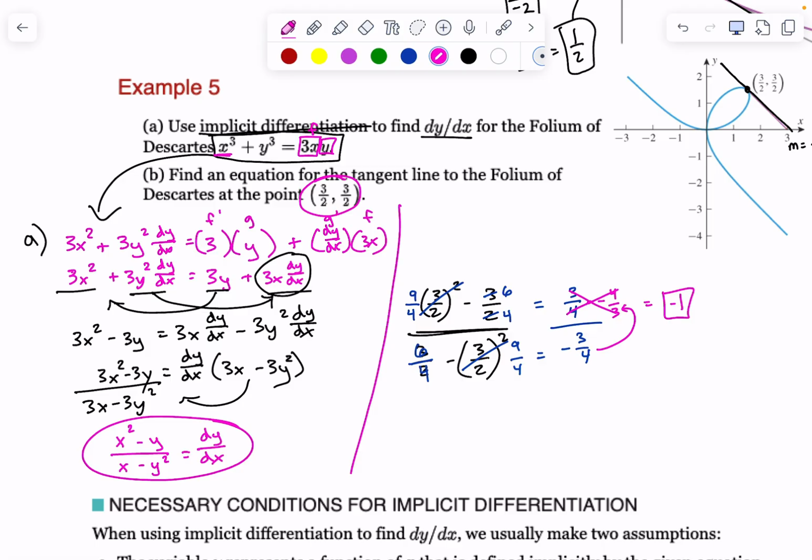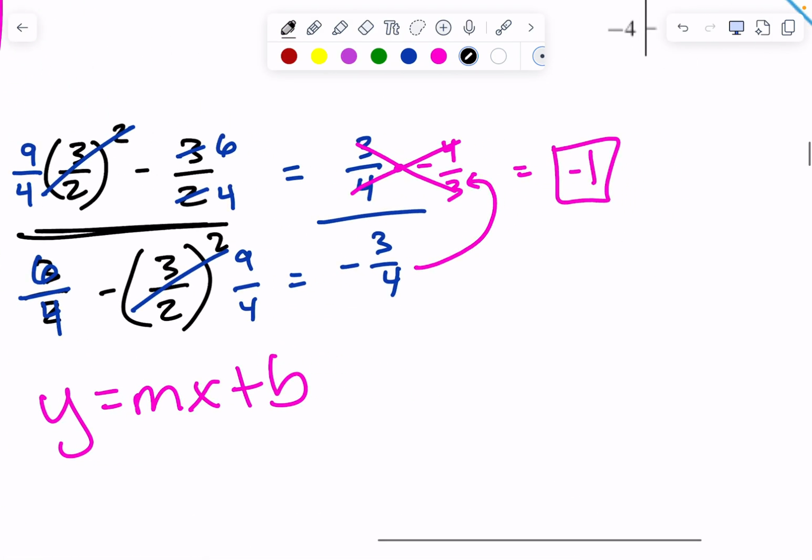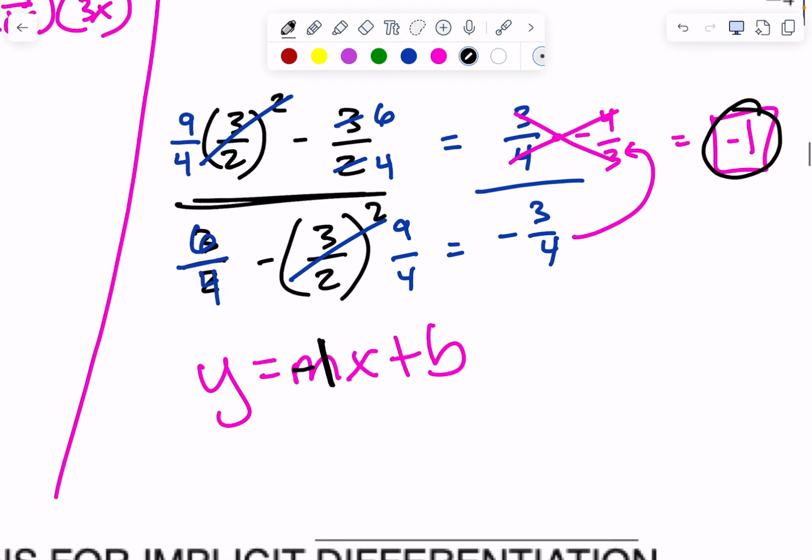Part B: find the equation of the tangent line. The equation is y equals mx plus b, right? But what did we find? We just found the m, so I'm going to put the m right here, but how do I find the b?